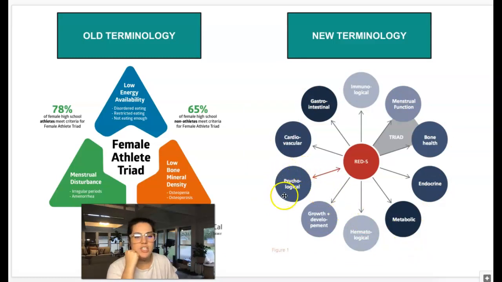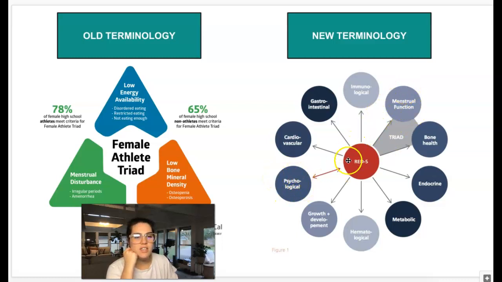Okay, so you see these psychological factors are going both ways with RED-S. So perhaps these disordered eating behaviors or restrictive eating are leading to this relative energy deficiency syndrome. The syndrome can also feed into psychological factors as well.